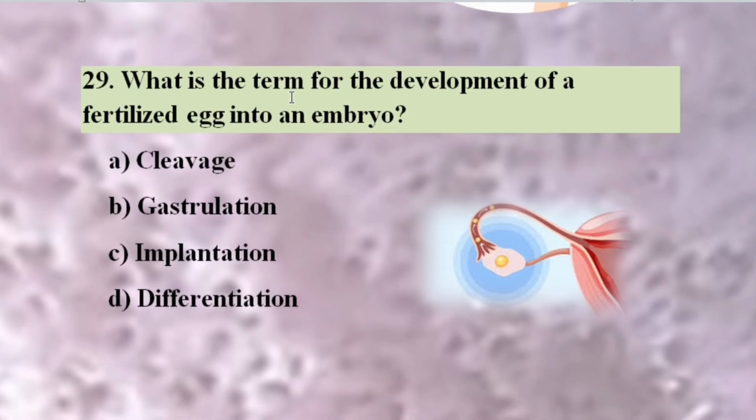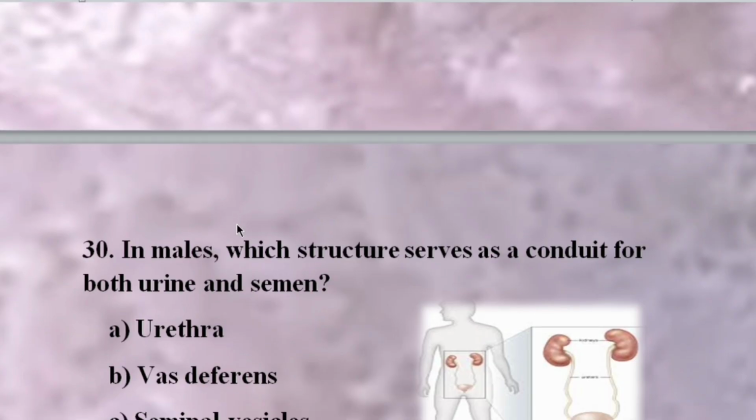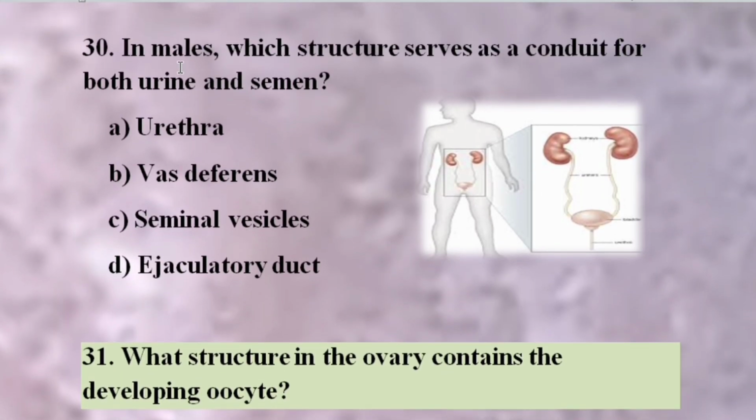What is the term for the development of a fertilized egg into an embryo? Alpha, cleavage; beta, gastrulation; Charlie, implantation; delta, differentiation. The right option is alpha, cleavage. In males, which structure serves as a conduit for both urine and semen? Alpha, urethra; beta, vas deferens; Charlie, seminal vesicles; delta, ejaculatory duct. So here the right option is alpha, urethra.